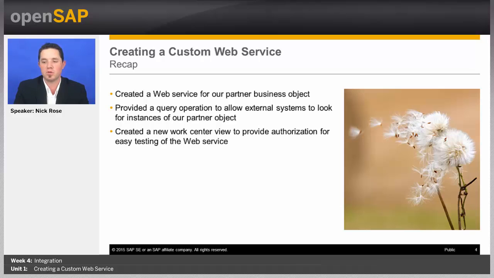But it's able to now provide a WSDL file that I can use in an external system to integrate into SAP Business ByDesign with my bonus plan object. And then we also use the Work Center view authorization concept from the wizard to provide an easy way for us to get authorization to test our web service quickly. So that's it for this week in this unit. In the next unit, we will go ahead and extend a standard web service. Thank you very much.